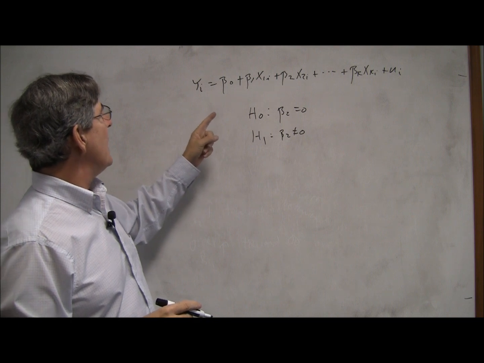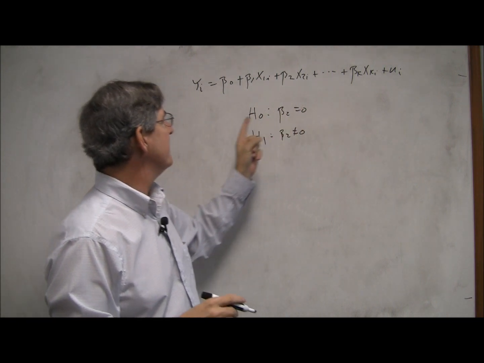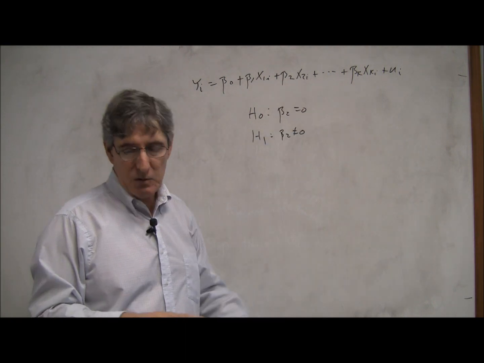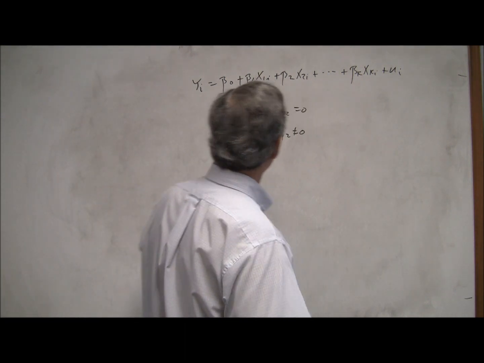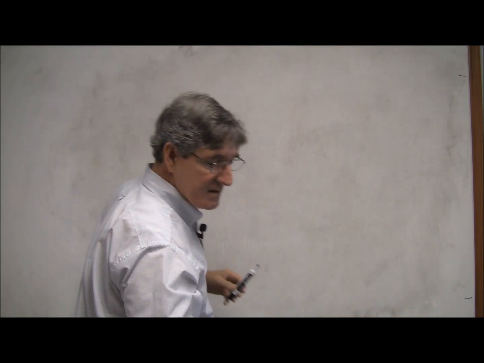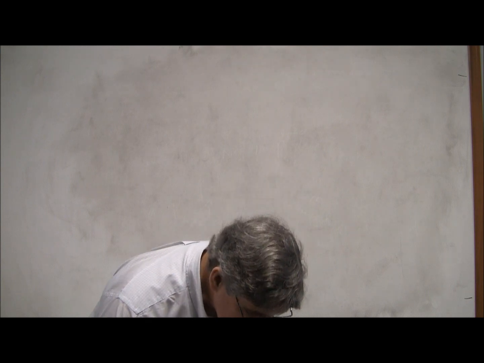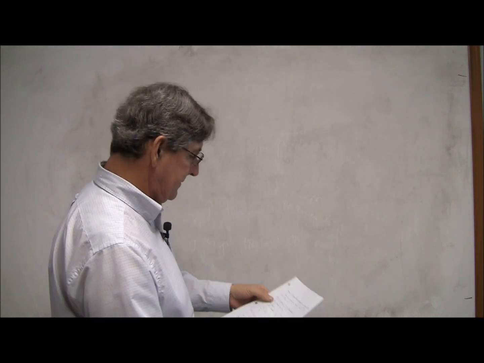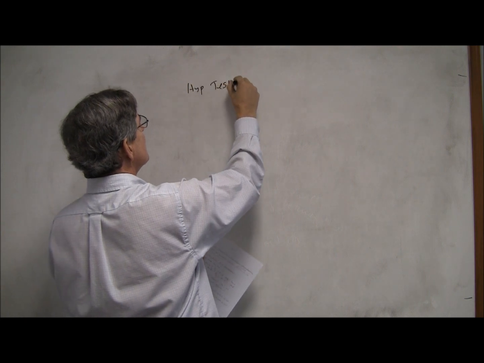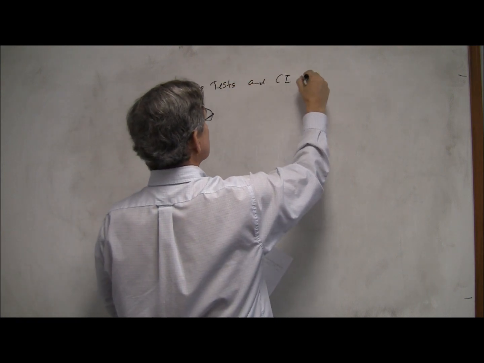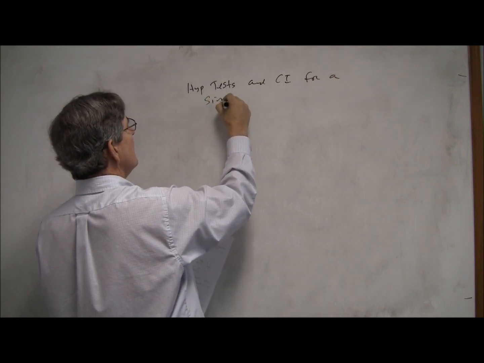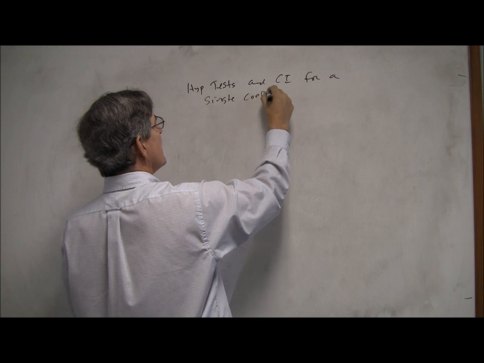But you can also do hypothesis tests about multiple coefficients, like beta 1 equals beta 2, or beta 2 plus beta 3 equals 1, and that sort of thing. And we'll look at those types of hypotheses very soon in this chapter. So first we're going to do hypothesis tests and confidence intervals for a single coefficient, a single beta. The betas are the coefficients.